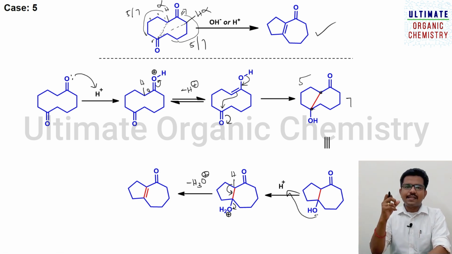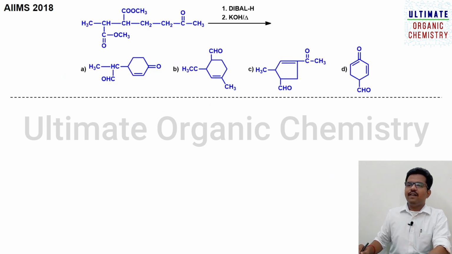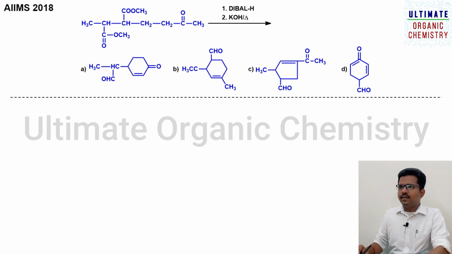Okay, now let us discuss the question section. We have a question here that was asked in AIIMS 2018. A big molecule has been given, and it is treated with DIBAL-H followed by potassium hydroxide. I feel it is one of the toughest questions actually. I feel that a +2 qualified student, I do not know how he will be able to solve this problem. I feel it is a little bit difficult here. But we'll try to solve this.